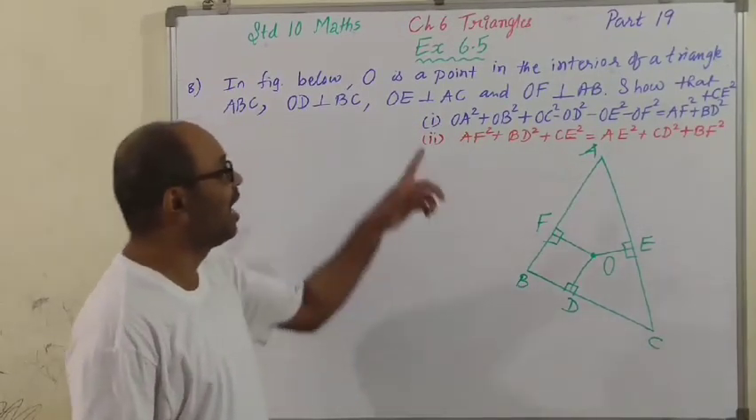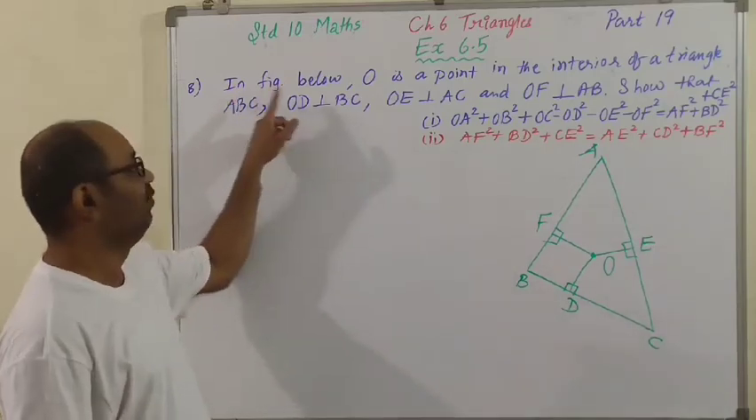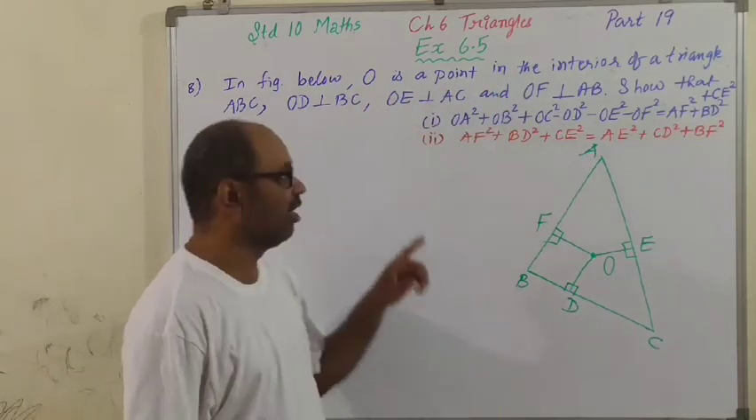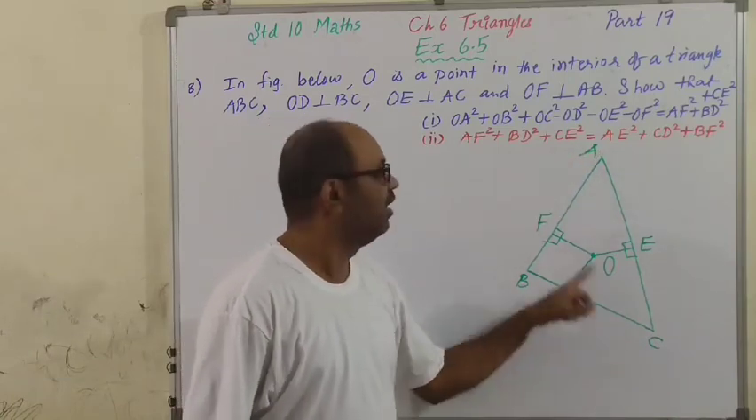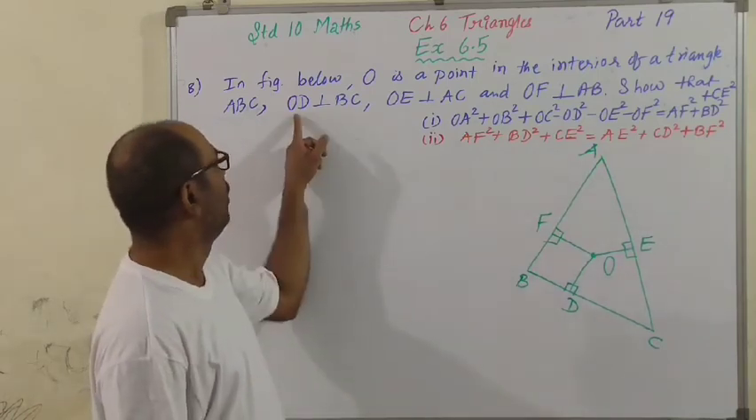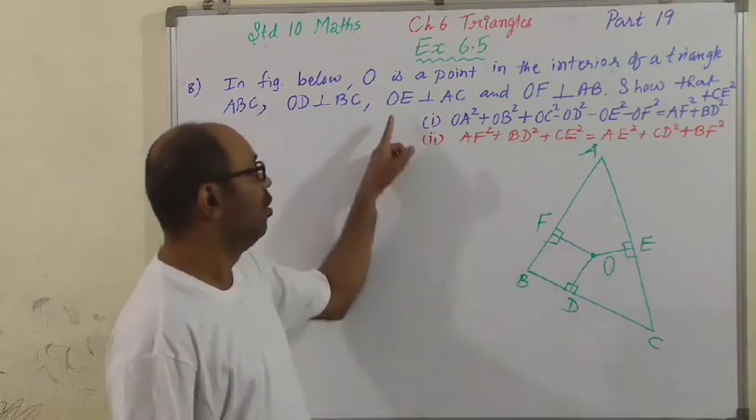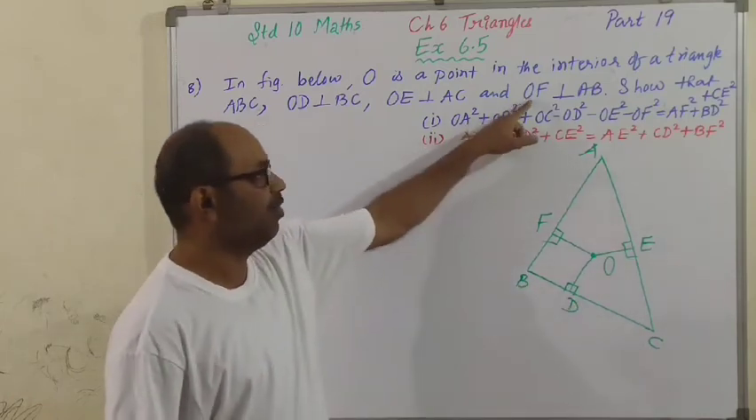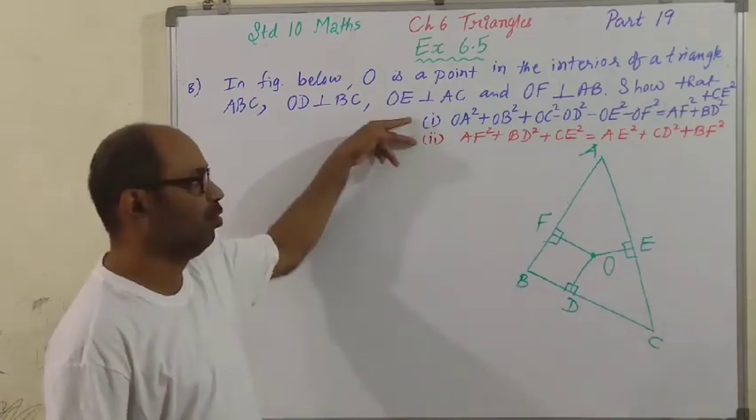So we continue the exercise and the next number is 8. In the figure below, O is a point in the interior of triangle ABC. Here is triangle ABC. You can see point O inside the triangle. OD is perpendicular to BC. OE is perpendicular to AC. And OF, the third one, is perpendicular to AB. We have to prove two results.